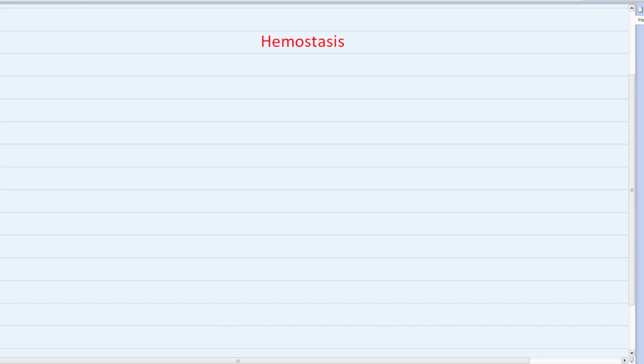So, hemostasis. Hemo in this context referring to blood. Stasis would mean slowing or the stoppage of blood flow.